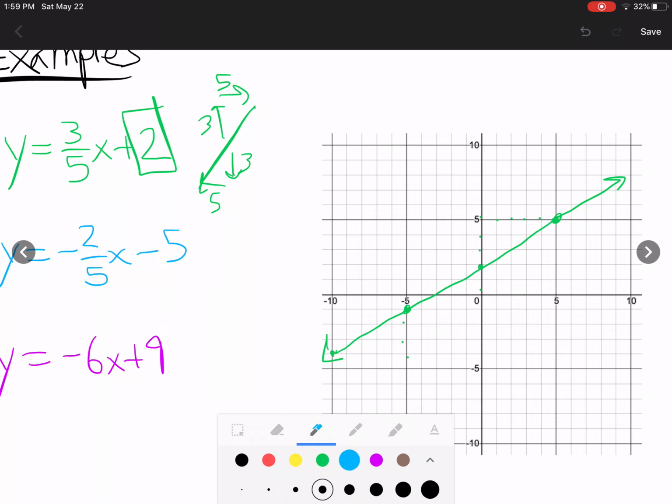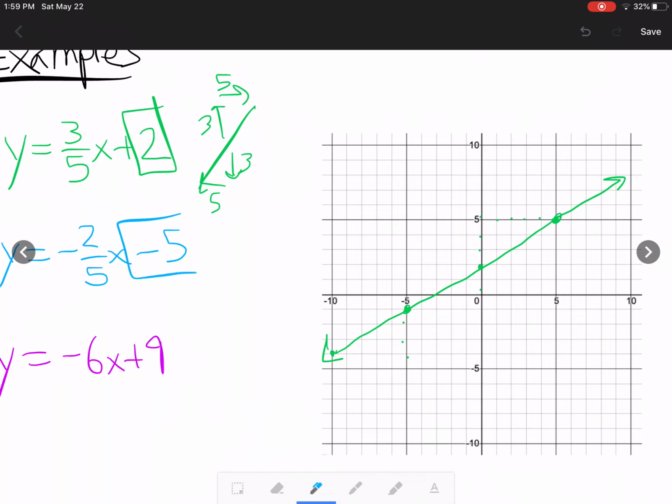Now let's take a look at this blue line here. We have -5. We've got to remember to include that negative sign. So that's my starting point. I start here on the y-axis. A common mistake students make is they start on the wrong axis.